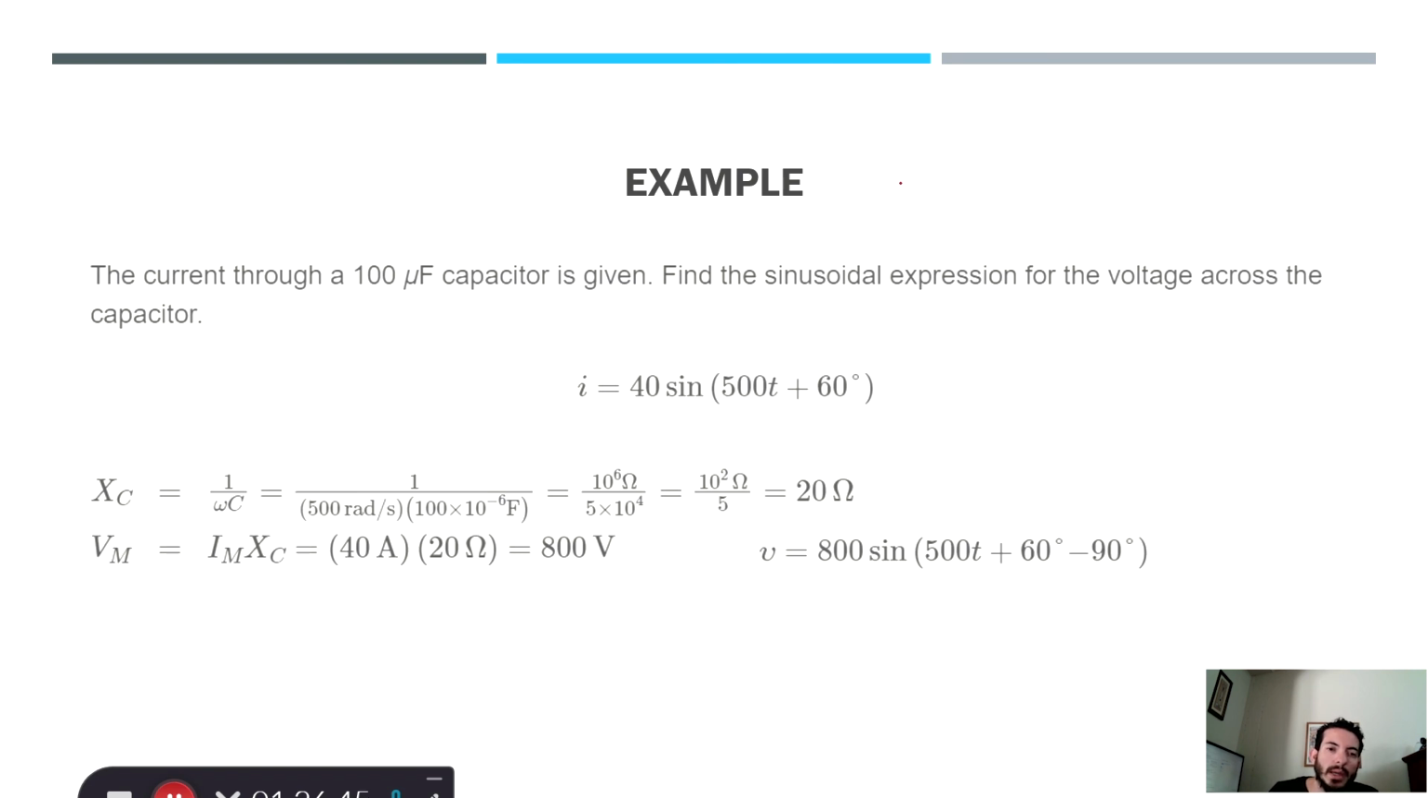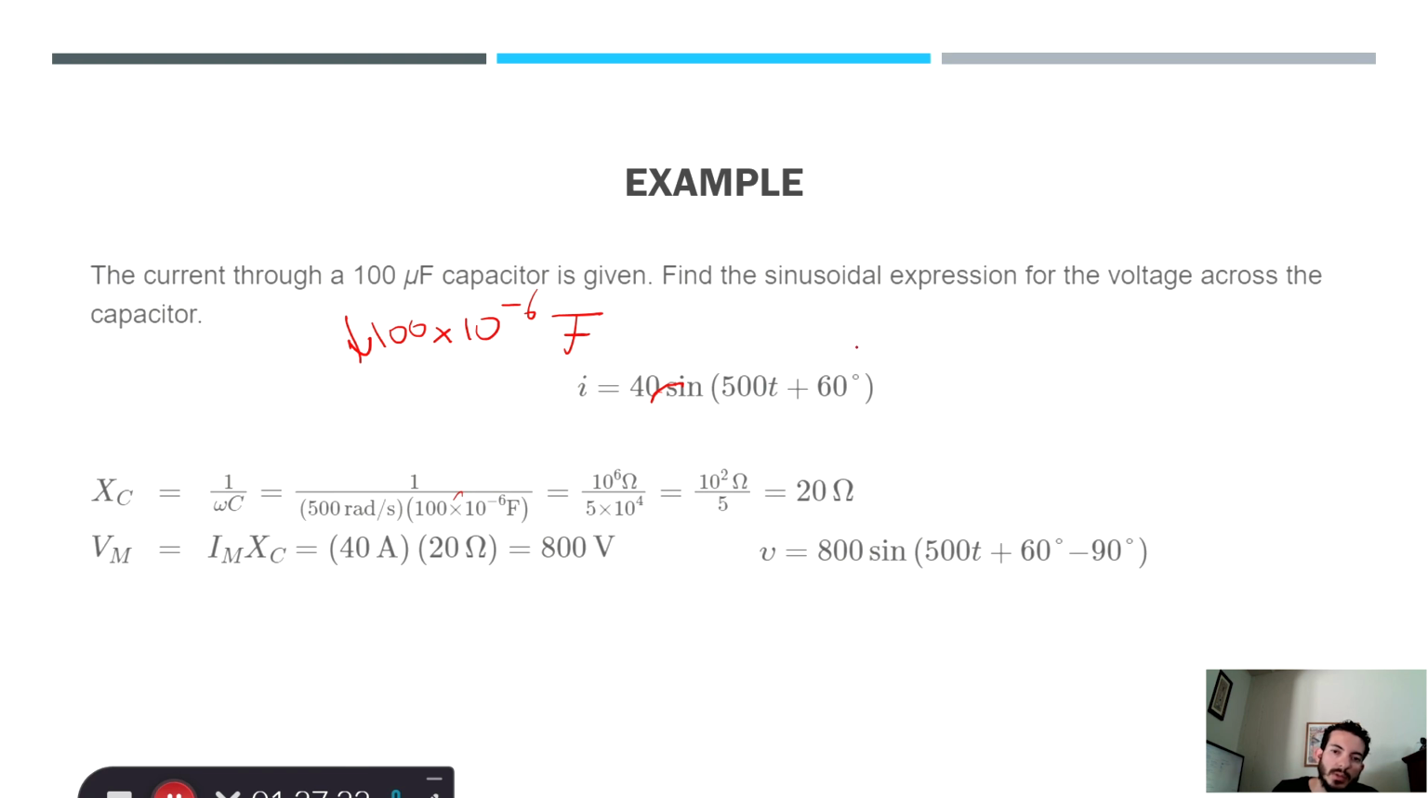The current through a capacitor is 100... because the unit of current is amps, so I know I was not reading the problem correctly. They're telling me that there's a current going through a 100 microfarad capacitor. So be careful with the units. This is 100 times 10 to the negative 6 farads. And they're giving us the current, 40 sine 500t at a 60 degree offset. Find the expression for the voltage across the capacitor.